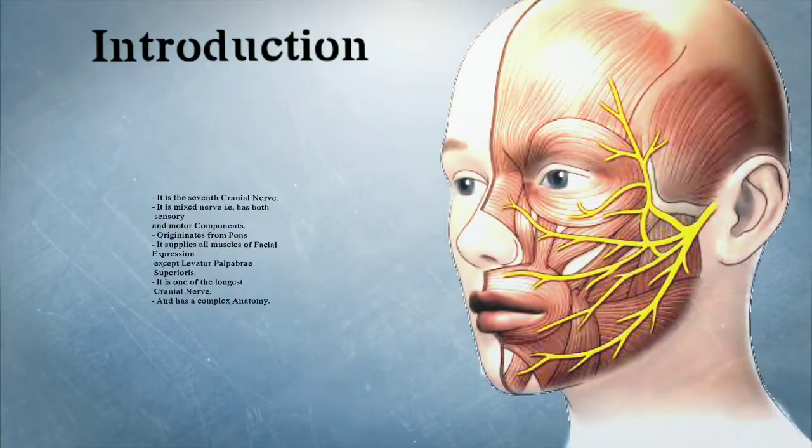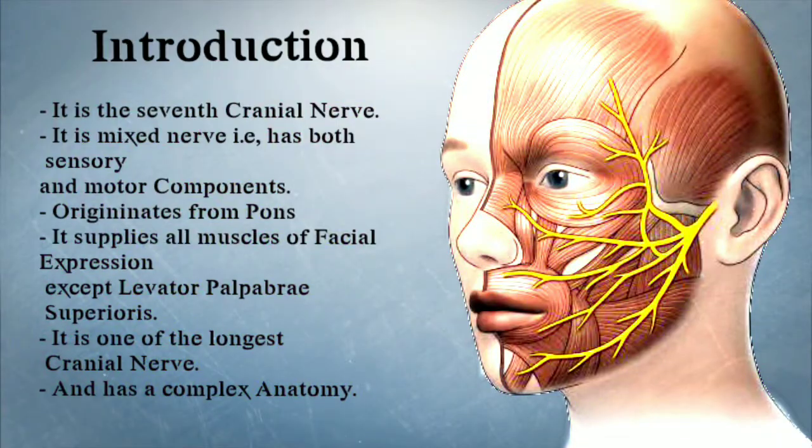Now let's start with the topic. So facial nerve is the seventh cranial nerve. It is a mixed nerve and it originates from the pons. Now facial nerve supplies all the muscles of facial expressions except the levator palpebrae superioris. The facial nerve has a complex anatomy and it is one of the longest cranial nerves, extending from the brainstem to the terminal branches which are located on the face.